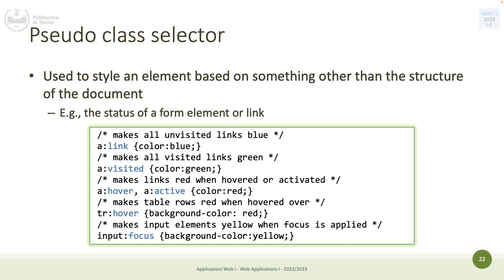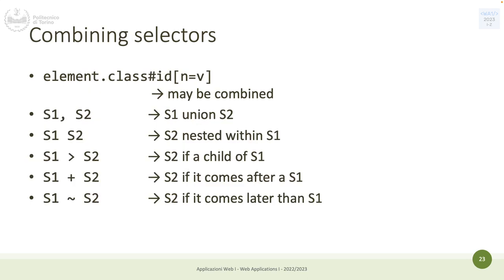So they are about a specific element and some state of that element. So the links have those. Also the table row has hover when you move the mouse over. And the input has the state that is focused or not focused. When you click on the input and there is the cursor blinking on the input, that is focused, you have the focus on the element. And so you can change the style when there is a focus.